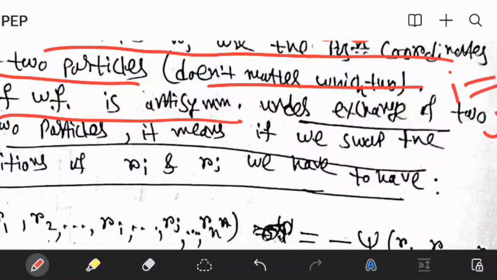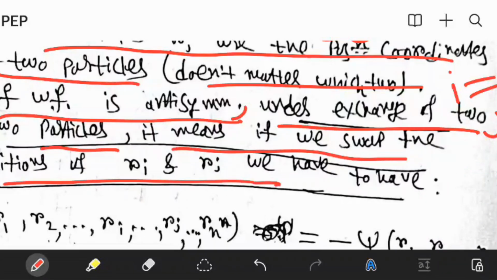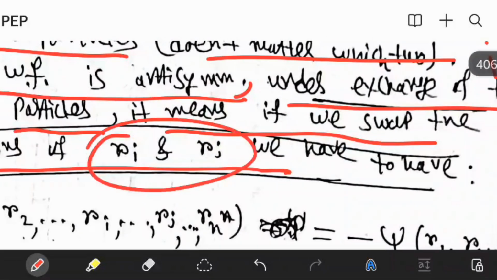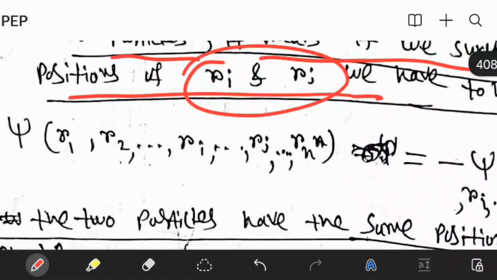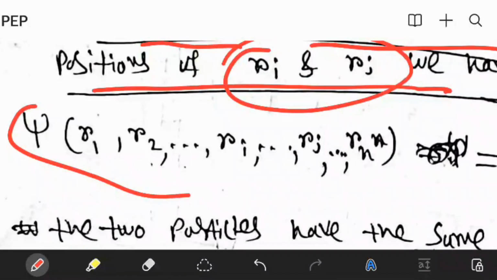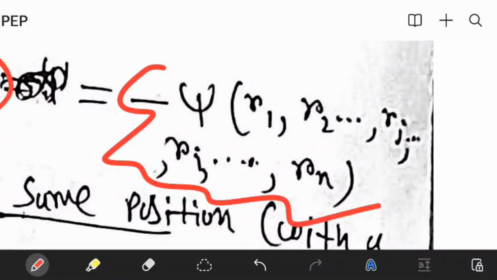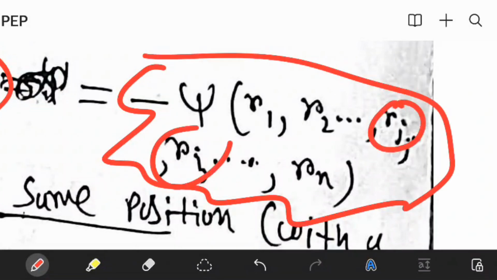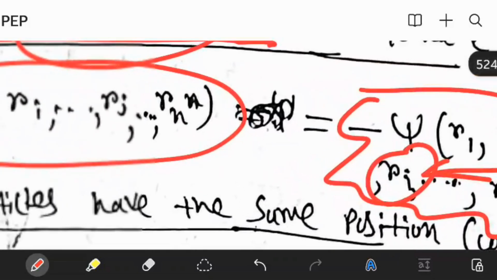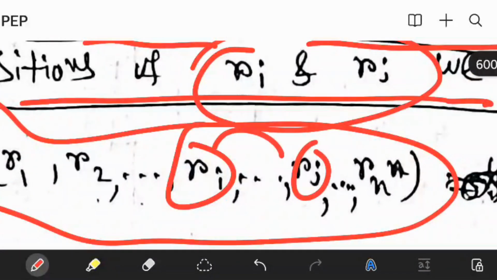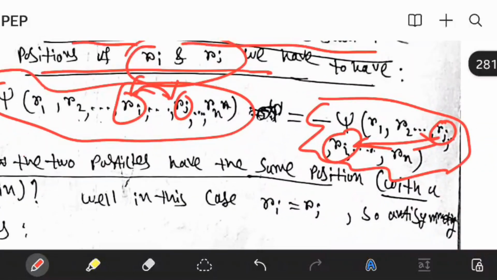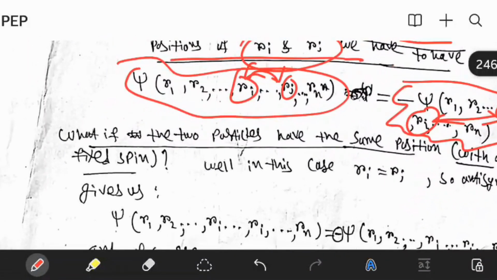If the wave function is antisymmetric under exchange of two particles, it means if we swap those particles, if we swap their positions, that is the positions of Ri and Rj, we are going to have the wave function equal to the negative of the wave function where j and i swap their positions. See, they swapped positions and it resulted in a negative wave function with respect to the first one.